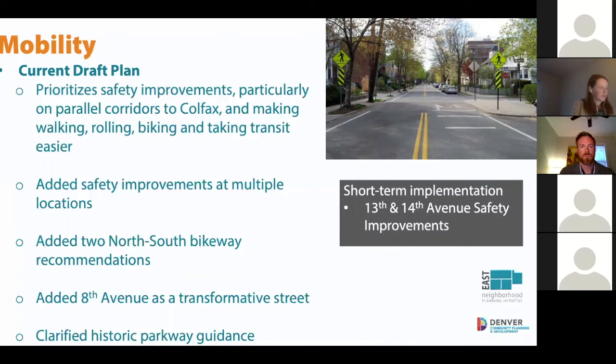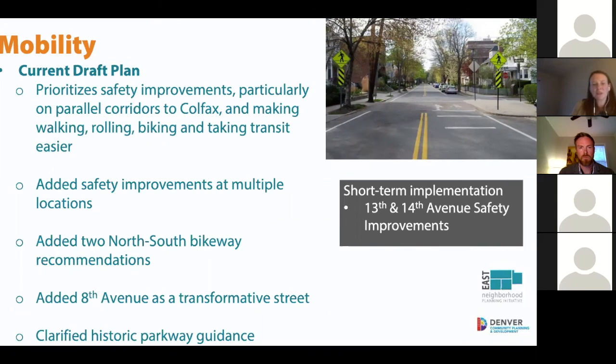In the most recent draft, we did add safety improvements at multiple locations throughout all neighborhoods. That was based on community feedback. We added 2 north-south bikeway recommendations. We also added 8th Avenue as a transformative street. And we clarified our historic parkway guidance to make it clear that we want to preserve the historic character of the parkways while allowing for some enhanced pedestrian connections.